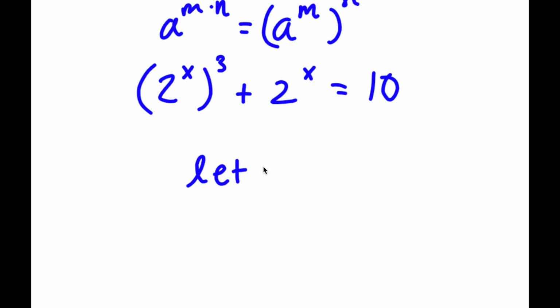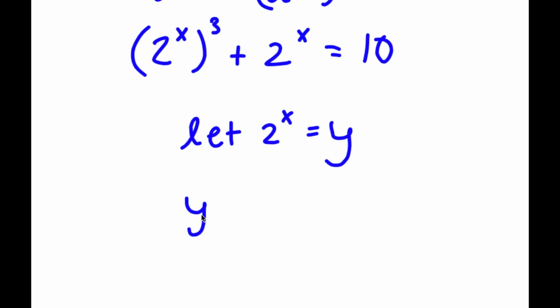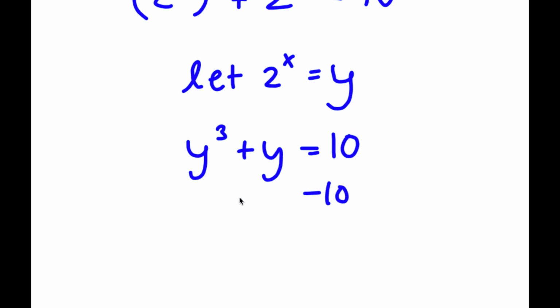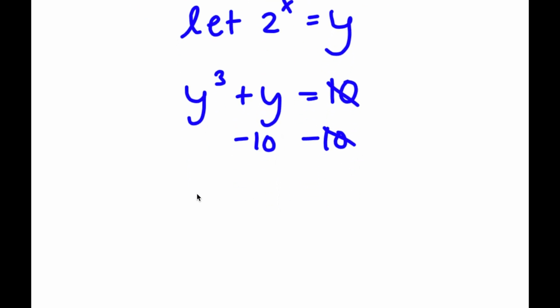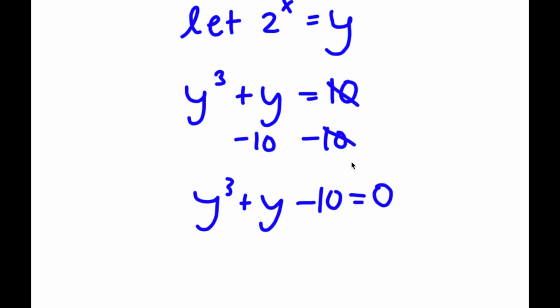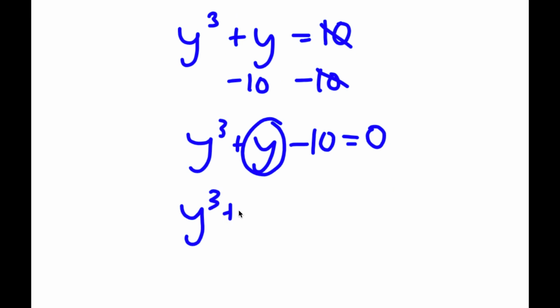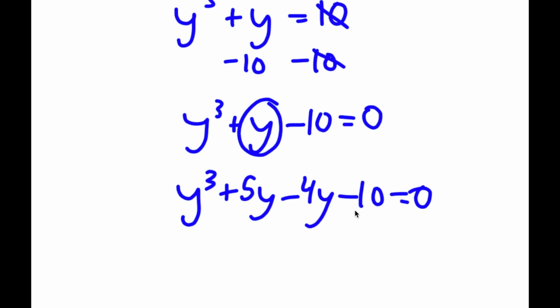Now I'm going to let 2 to the power of x equal to the variable y. So I have y to the power of 3 plus y is equal to 10. Now if I subtract 10 on both sides, I get y to the power of 3 plus y minus 10 is equal to 0. Now I can rewrite y as 5y minus 4y. So I have this minus 10 is equal to 0.